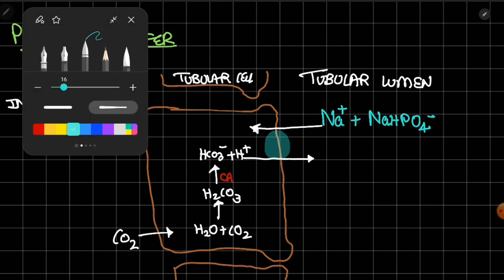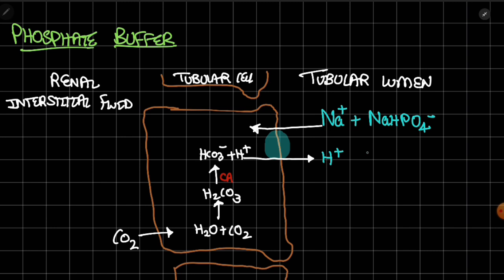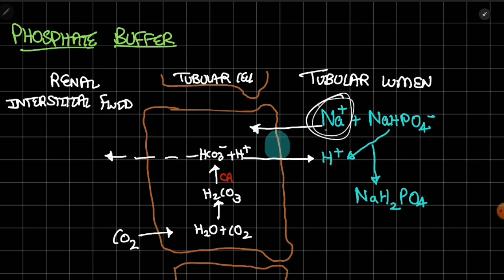Okay, so now this H plus will combine with this and it will be NaH2PO4. It will not be minus anymore. So basically this happens in the phosphate buffer, the H plus secretion. Also we have to reabsorb the HCO3 minus. So what happens? Passive reabsorption. I will show it in a dotted line. Passive reabsorption of HCO3. And what happens to this Na plus?